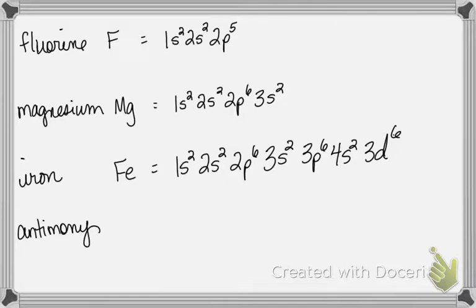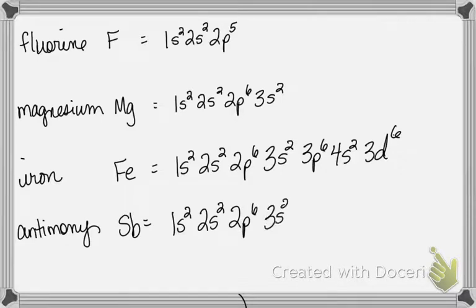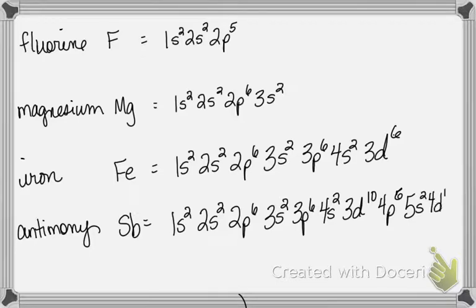And antimony, oh, I wish y'all were in front of me so I could say how many of y'all had to look up what the symbol for antimony is. Sb, okay. Its electron configuration is 1s2, 2s2, 2p6, 3s2, 3p6, 4s2, 3d10, 4p6, I almost wrote the wrong thing, 5s2, 4d10, 5p3. Thought I was going to run out of room.